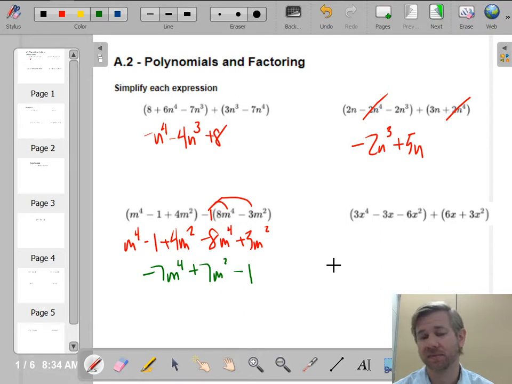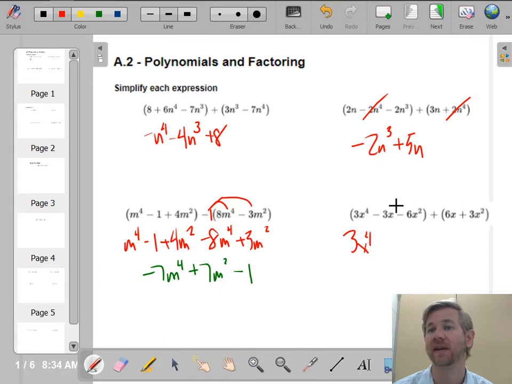Last one's another addition problem, so you can kind of ignore the parentheses. You have 3x to the fourth out front. Let's see, do we have any x cubes? Nope. Negative 6 and positive 3 make negative 3x squared. And then you have negative 3 and positive 6x, which make positive 3x. 6 minus 3 is 3. That's just combining like terms, nothing too fancy.